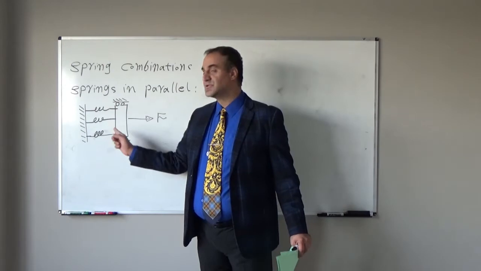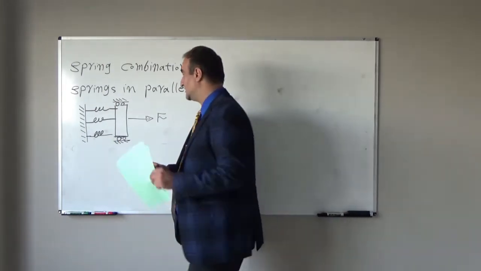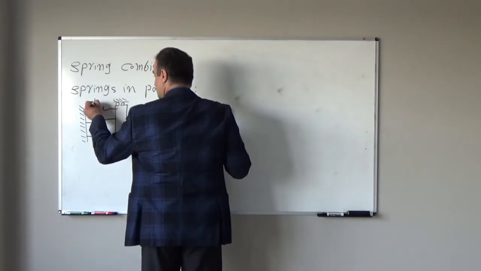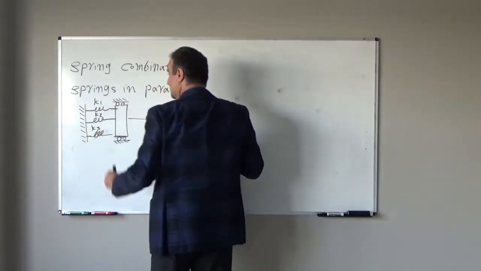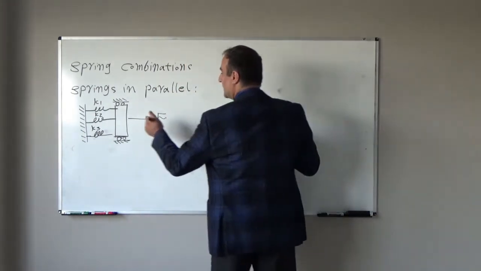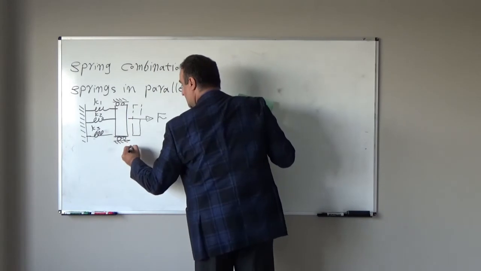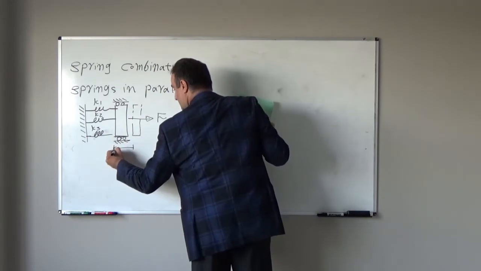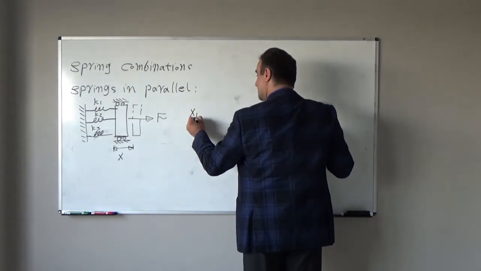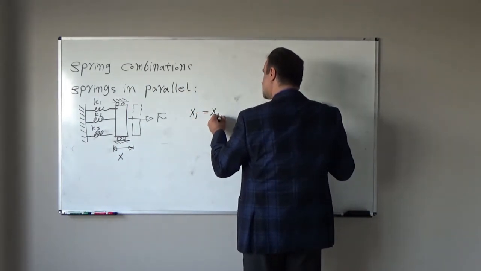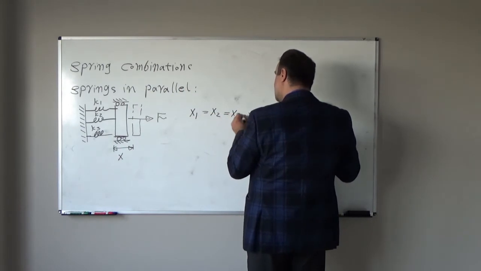And the deformation for each spring will be equal. So if this is spring 1, K1, K2, K3, what will happen? This rigid beam will come here. All of them will deform as much as x. So x1 will be equal to x2, will be equal to x3, which will be equal to x.